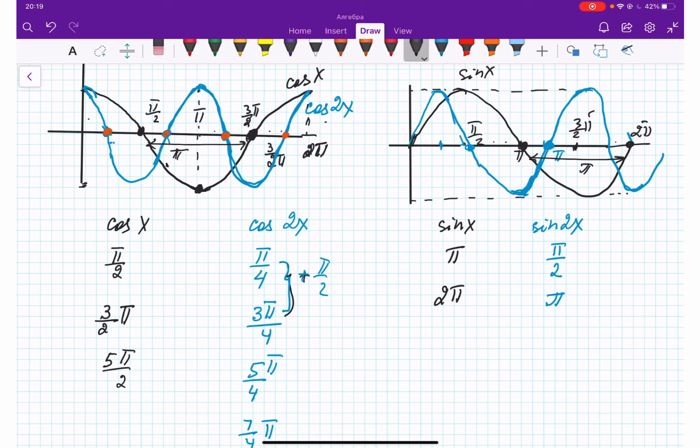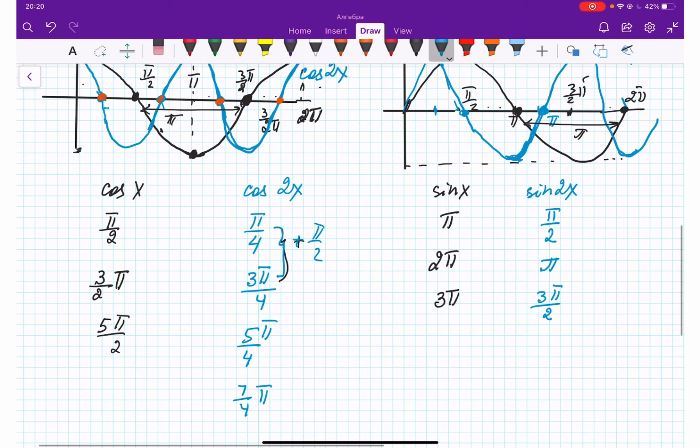Then for sine 2x, it's going to go by a pi over 2 period, right? So we have here 1 pi, 3 pi, and for sine 2x it's going to be 3 pi over 2. You can't go further because you will pass 2 pi, right? If I add 3 over 2 pi, you can see it's moving through half a pi. From here to here, it's plus half a pi. From here to here, plus half a pi.